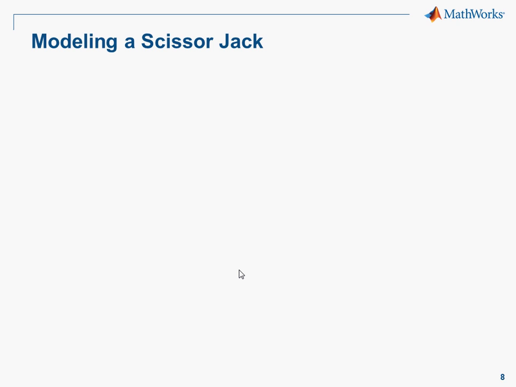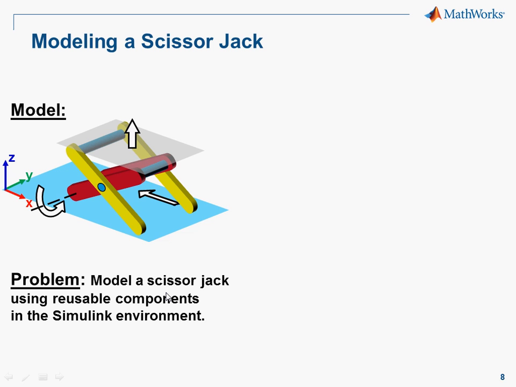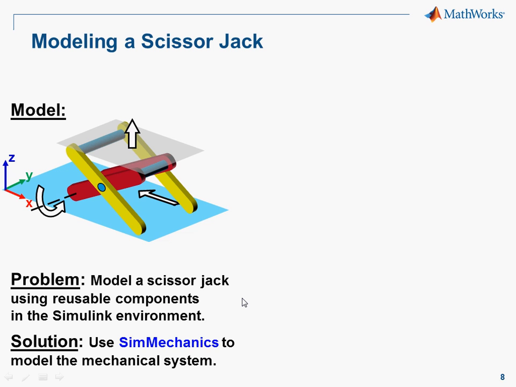In this demonstration, we're going to show how you can model a scissor jack using SimMechanics. This is the system we're going to model. By actuating this mechanical linkage, we can raise or lower a platform. We're going to create this model using SimMechanics.